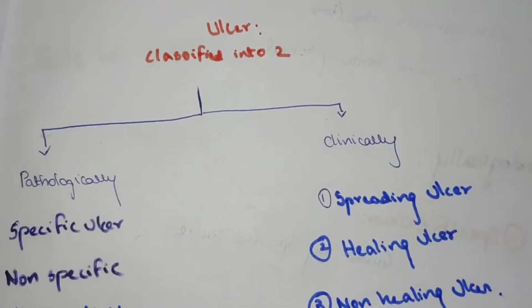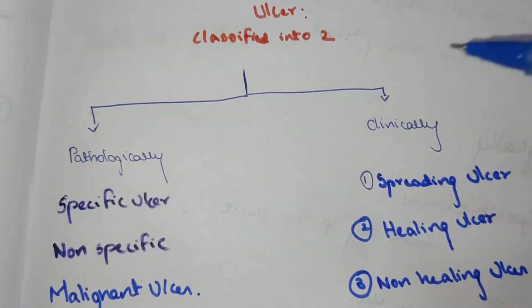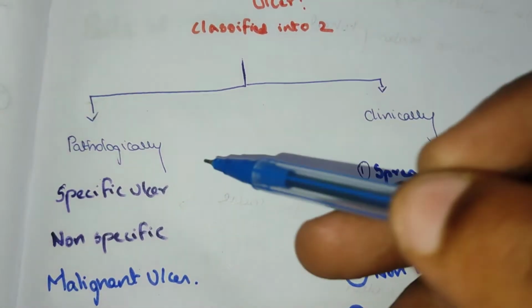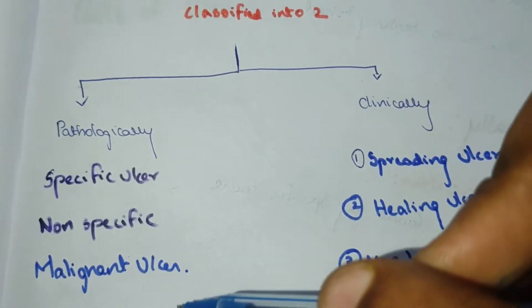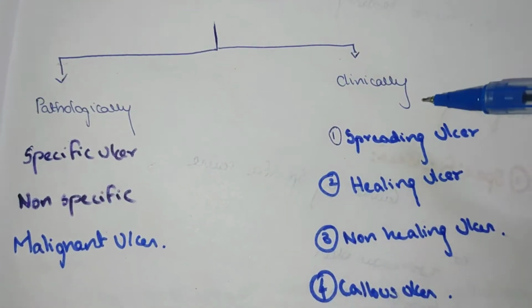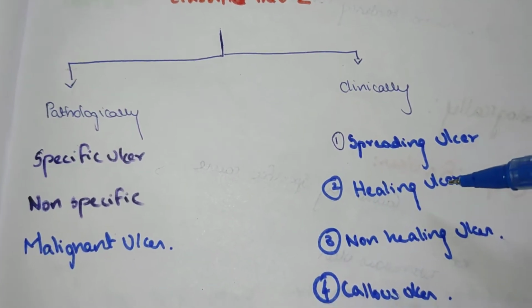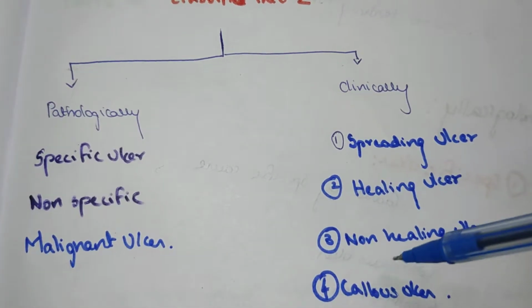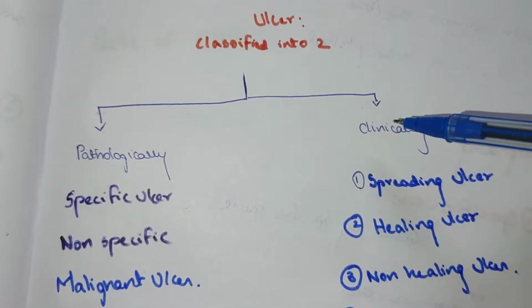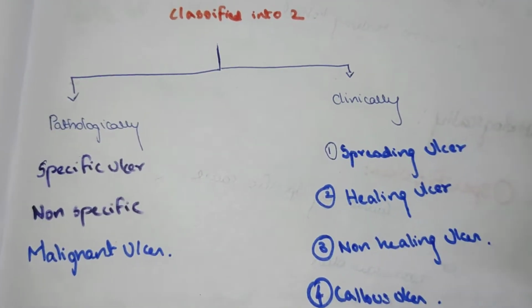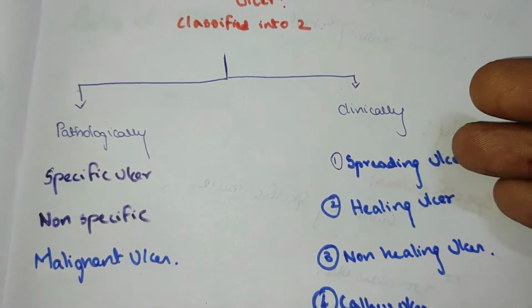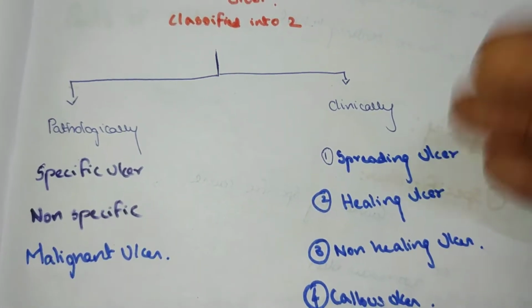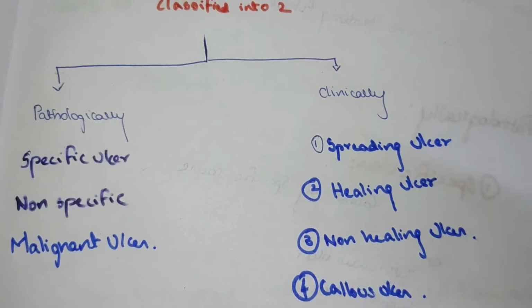The ulcer can be classified into two types, pathologically as well as clinically. Pathologically, there is specific ulcer, non-specific ulcer and malignant ulcer. Clinically, spreading ulcer, healing ulcer, non-healing ulcer as well as callus ulcer. These are the classification of the ulcer. Before I explain these classifications, we should know about the parts of the ulcer.